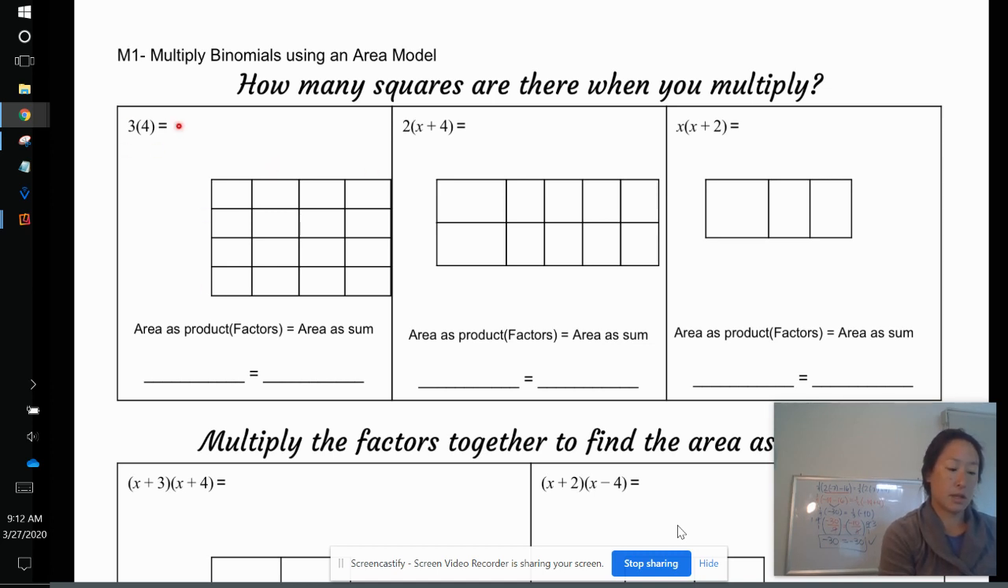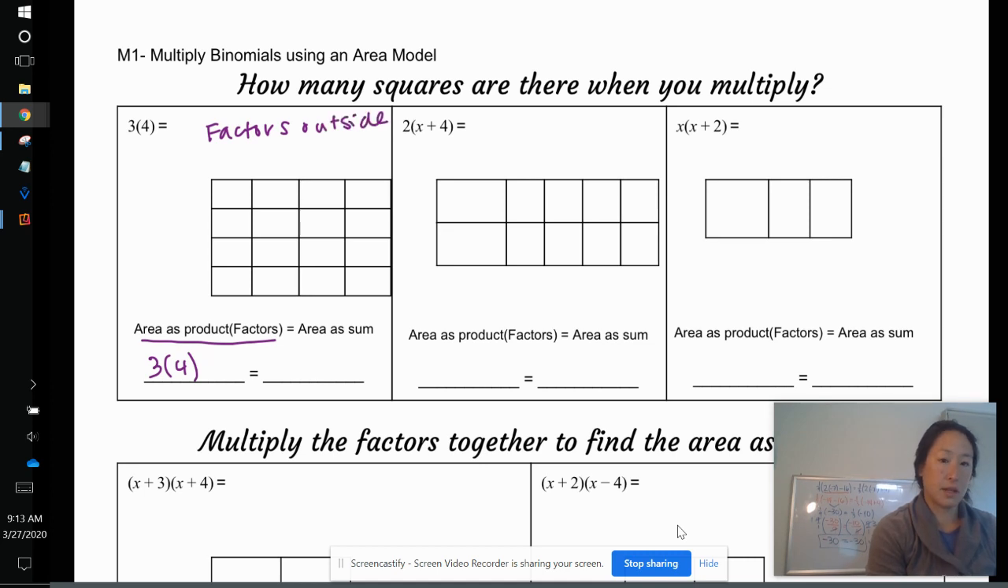So the numbers that I multiply together, those are called factors. So I'm going to write them right here as factors, 3 times 4. It's two numbers I'm multiplying together. Okay, so I want the area as a sum. So the factors go on the outside. The sum is on the inside.